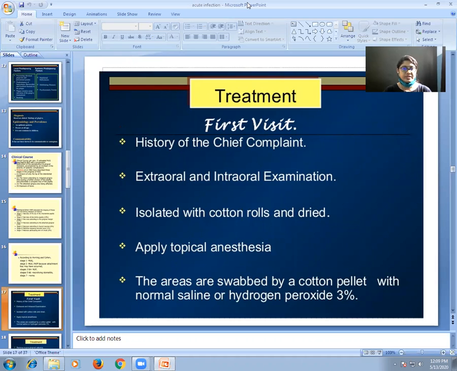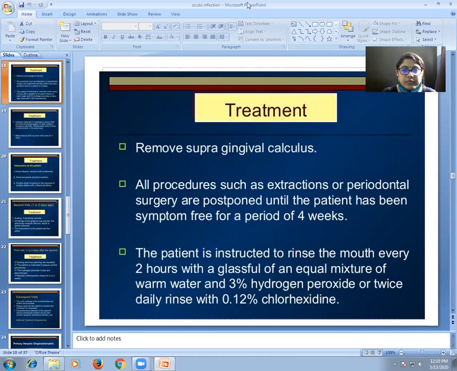Normally, what you have to do in first visit, firstly, you have to record the chief complaint of the patient, then complete history of the patient, then you have to perform extraoral as well as intraoral examination. Then after this, with the help of cotton rolls, you have to isolate that area and dry that area. After that isolation, you have to apply topical anesthesia. Then with the help of cotton rolls or cotton fillet with normal saline or 3% hydrogen peroxide, you have to clean that area.